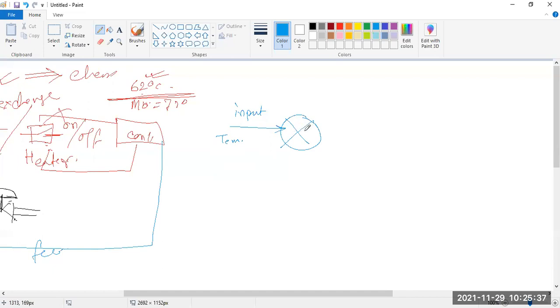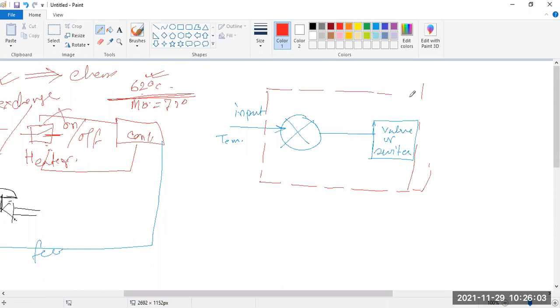Then there is the comparator, which will compare it. I will show you. And here is your valve or switch, whatever it may be. Then this total item is considered a controller. This is called a controller because it can compare and it can switch on and off. This is the only action of this controller. Then it goes to the process. It may be anything, but the output of this process is also a temperature.